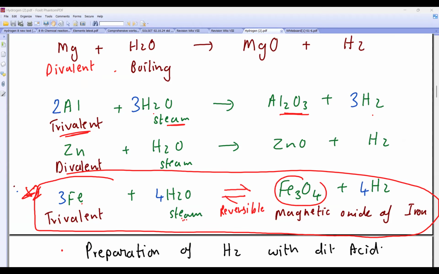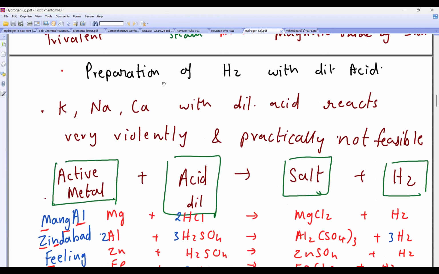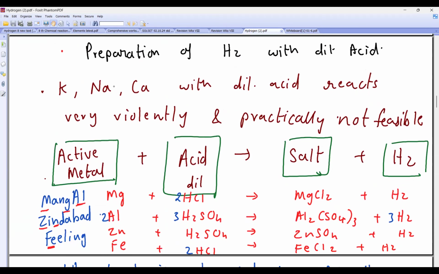And what is the name of this compound? Magnetic oxide of iron. Clear? Triiron tetraoxide. Then beta, they will ask why potassium, sodium, and calcium cannot be used with dilute acid to prepare hydrogen. Because the reaction is very violent and practically not feasible.